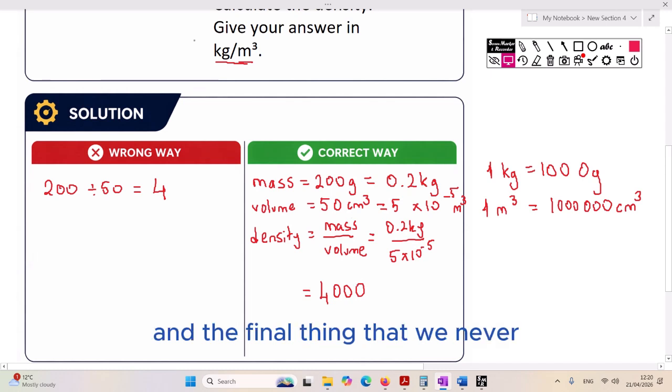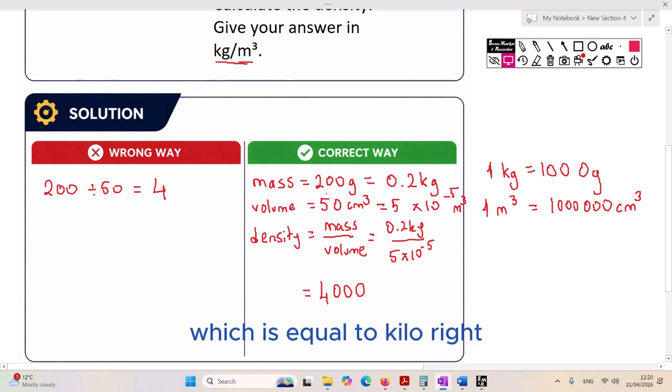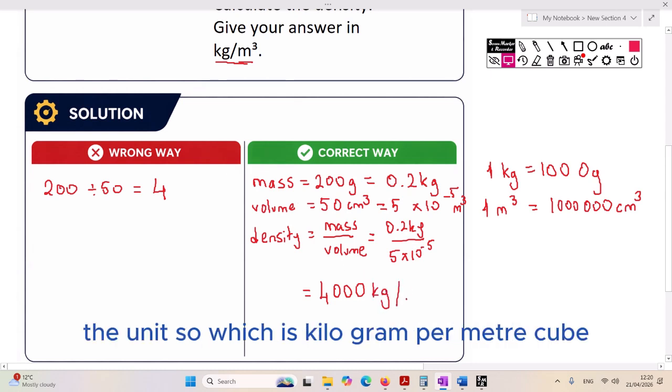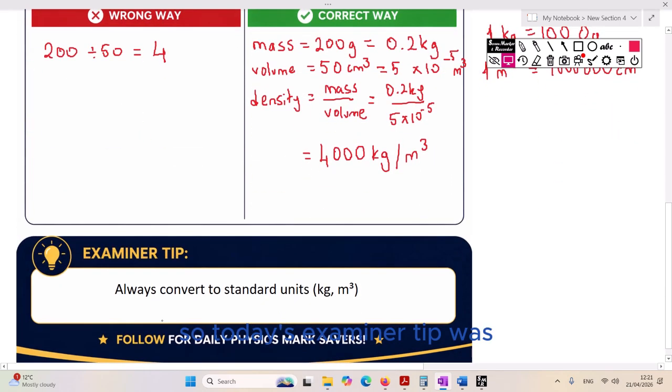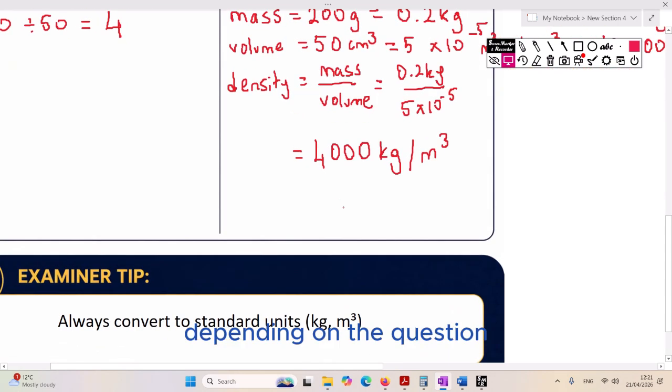And the final thing that we shouldn't forget, never ever, is to write the unit, which is kilogram per meter cube. So today's examiner tip was, don't forget to convert to standard units, otherwise you may lose some partial or full marks depending on the question.